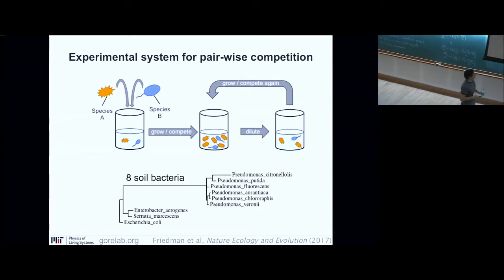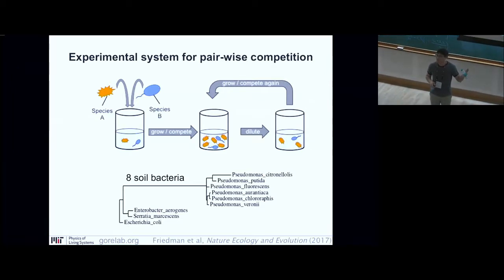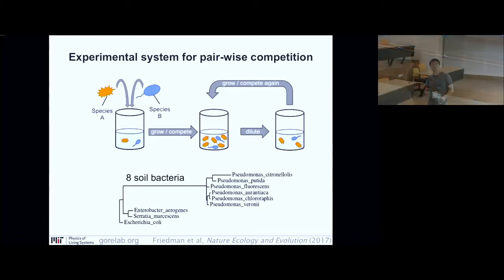All right. In this starting experiment, we just took 8 different soil bacteria, 6 of them being Pseudomonads, an Enterobacter, and a Serratia. Here, E. coli is just shown as an outgroup. What we're going to do is compete all these species in pairs, and then ask, from those pairwise outcomes, can we predict what happens in all of the trio competitions? Can we use pairs to predict trios?